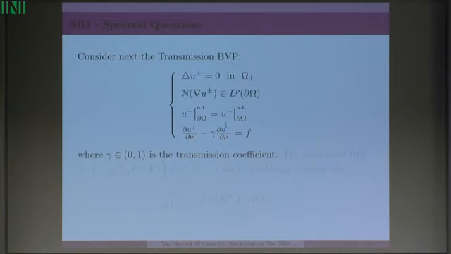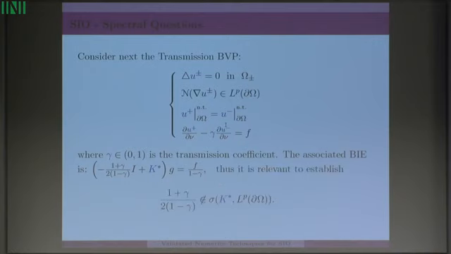Imagine a bounded domain omega and trying to find harmonic functions u plus and u minus in omega plus and omega minus with an appropriate size condition such that the traces coming from inside and outside match, and the transmission condition for the normal derivatives involves some given coefficient gamma. If you try to solve this via boundary integral methods, the boundary integral equation that you obtain is this one. So you can phrase this as a spectral question. You are able to invert this operator whenever (1 plus gamma) over 2 times (1 minus gamma) is not in the spectrum of the operator K star when acting on L^p.